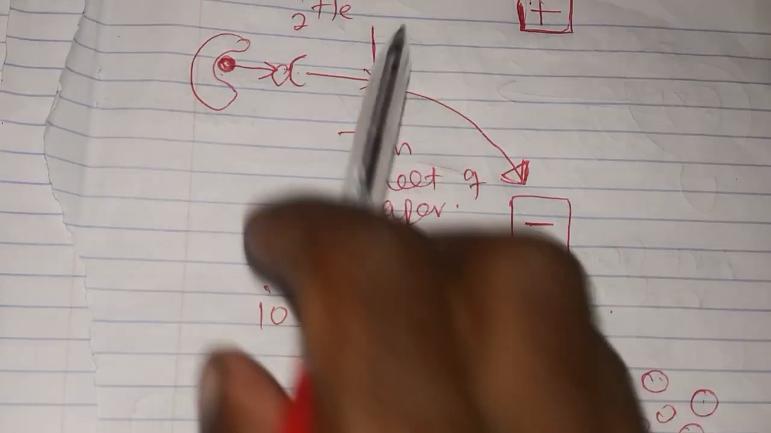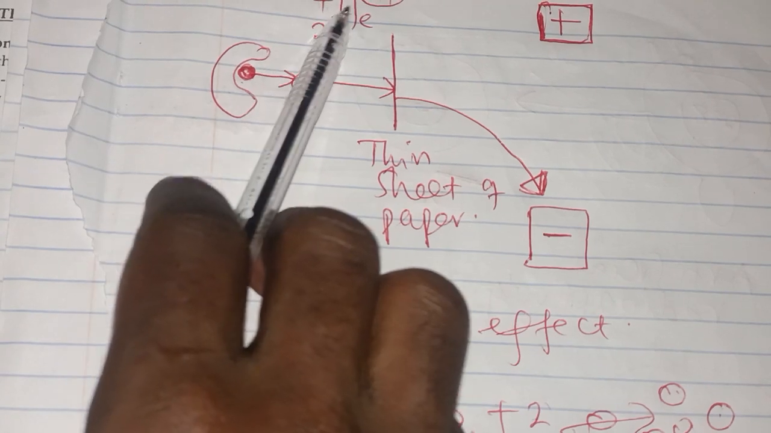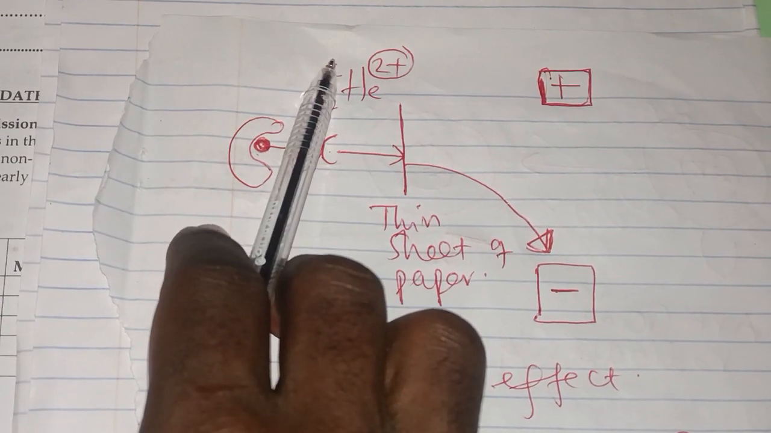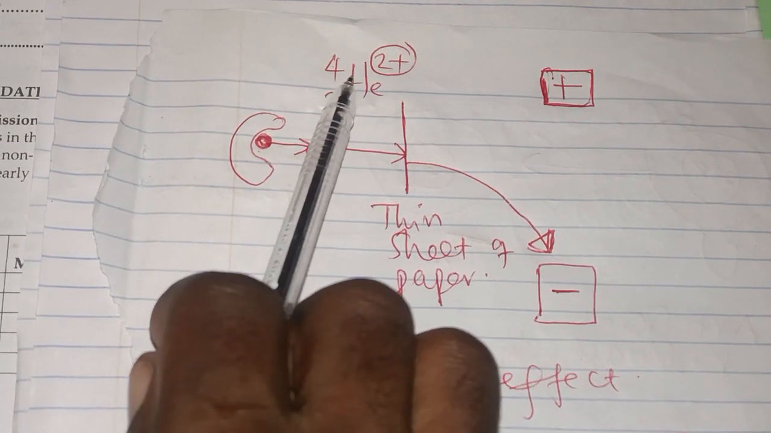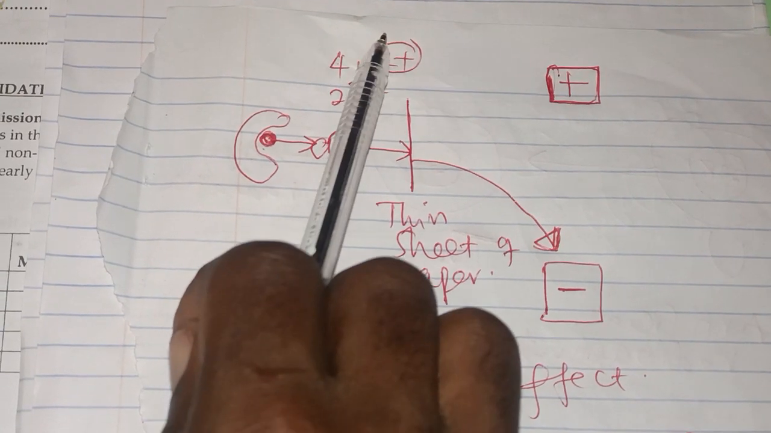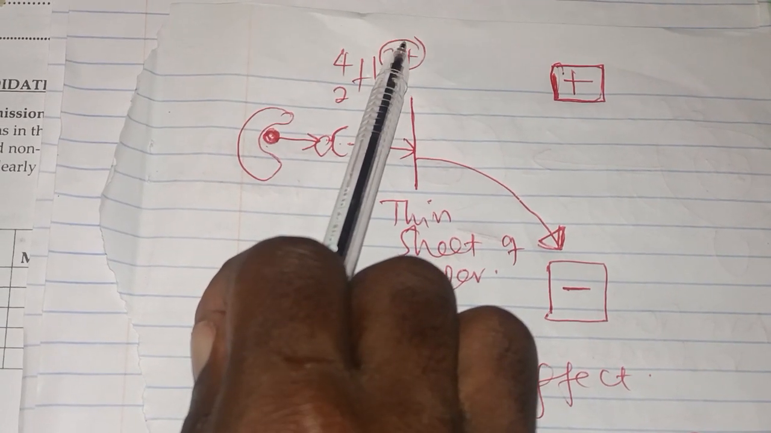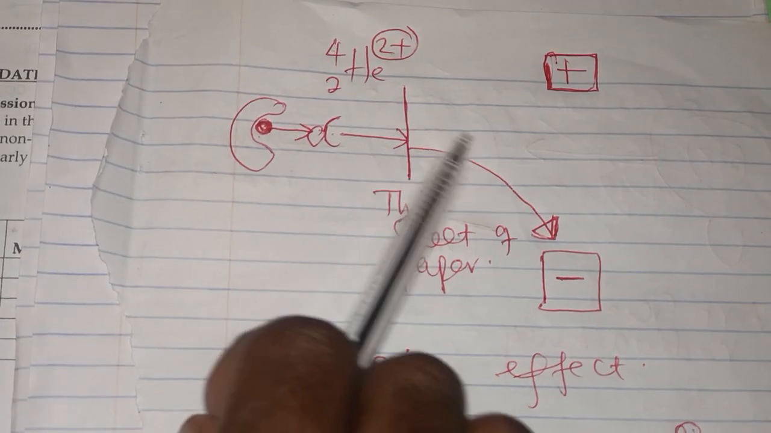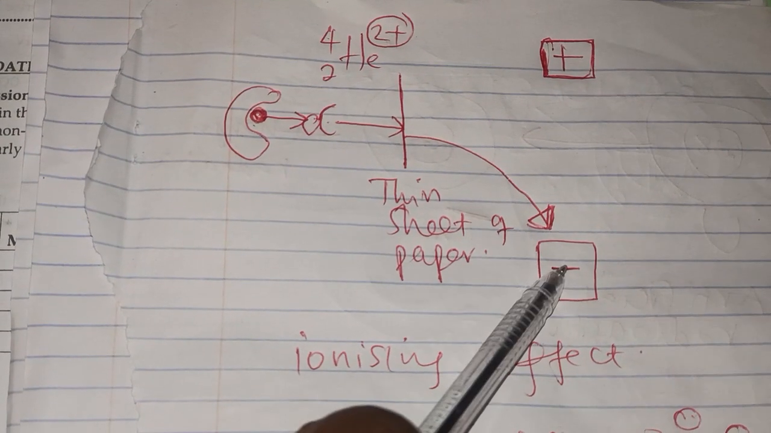I repeat, alpha is the heaviest with a mass number of 4 and an atomic number of 2. It's a helium particle with a charge of 2 positive. Having a charge of 2 positive makes it get deflected to the negative plate in the electric field.